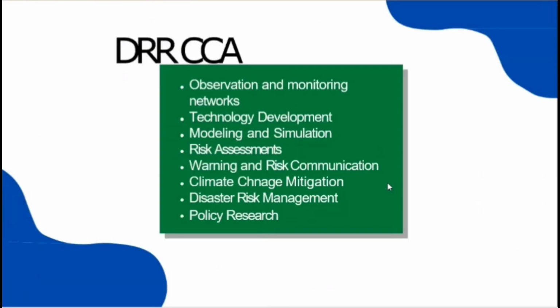Last but not least is disaster risk reduction and climate change adaptation. Some of the agenda here are in order to prevent climate change from harming our country through the years. Examples are observation and monitoring networks, technology development, modeling and simulations, risk assessment, warning and risk communication technologies, climate change mitigation, disaster risk management, and lastly, policy research.